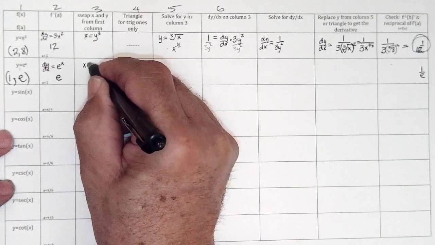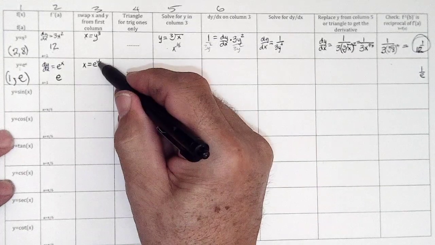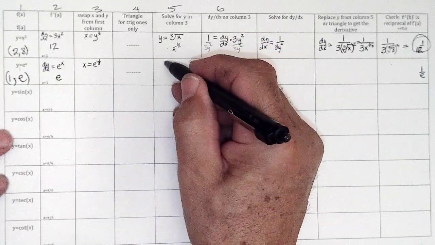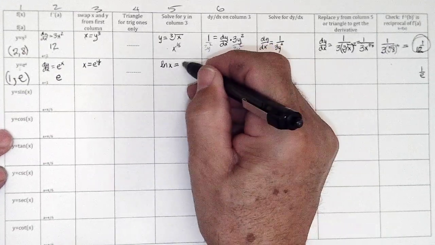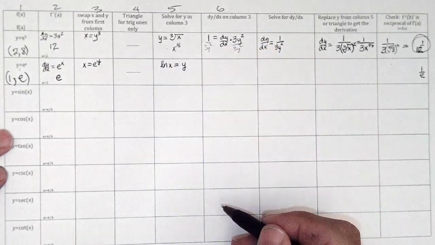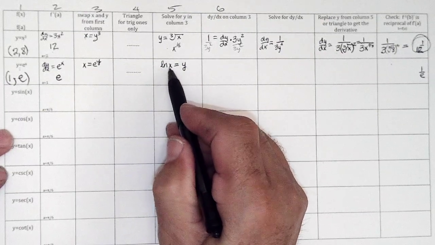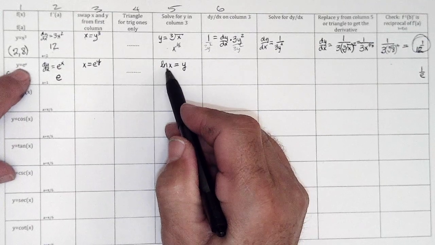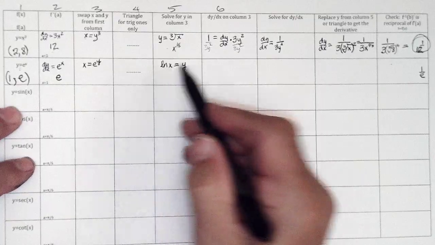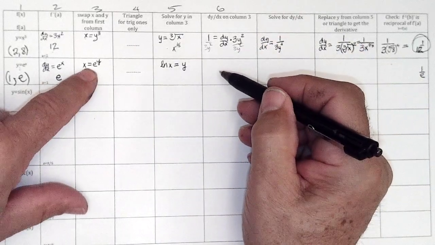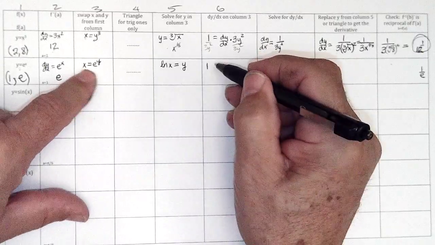x equals e to the y. To solve for y, I take the ln of both sides, and I get ln x equals y. So what I'm trying to find, since ln x is the inverse of e to the x, is the derivative of ln of x. So I'm going to go back to here and take the derivative. The derivative of x is 1.